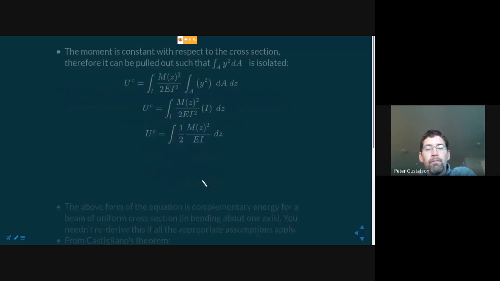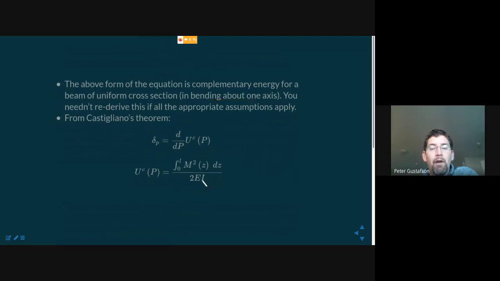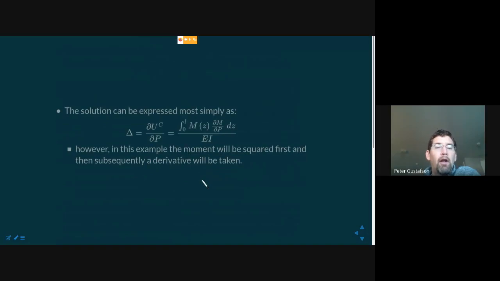Okay, so there it is. Complementary energy. Castigliano's theorem is laid out. We're ready to go. So this solution can be most simply expressed as this.